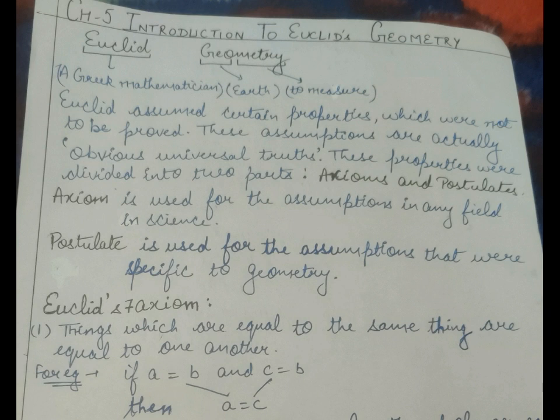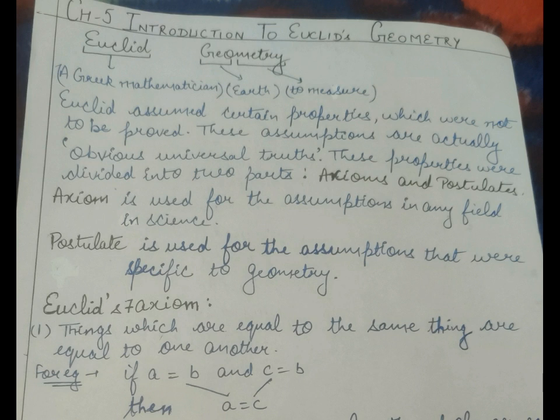Axiom number 1 is: things which are equal to the same thing are equal to one another. For example, if A is equal to B and C is equal to B, then we can conclude that A is equal to C. Here, A and C are both equal to the same thing, that is B, and so we can say that A and C are also equal.